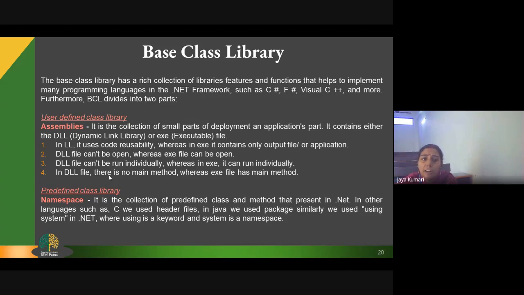Both are called assemblies. Now the term namespace. It is a predefined class library. It is a collection of predefined classes and methods that are present in .NET. In other languages such as C, we use header files. In Java, we use packages. Similarly, in .NET, we use using System, where using is a keyword to use the namespace and System is the name of the namespace.